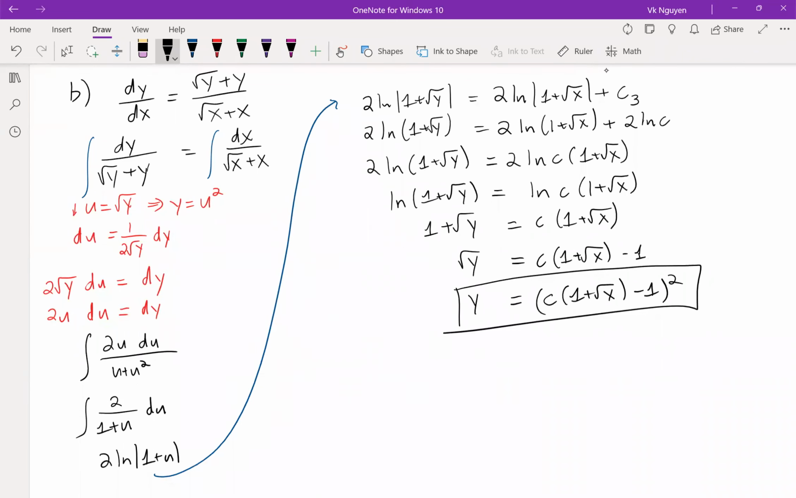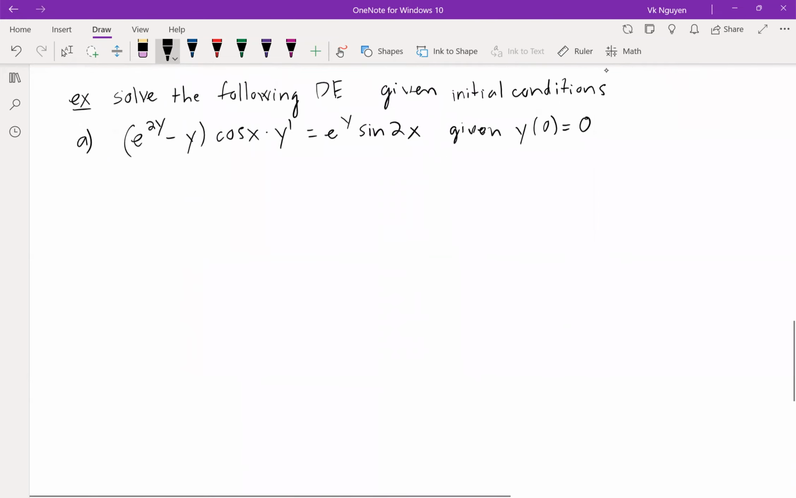Okay, let's do more examples. Here we have to solve the following differential equation given an initial condition: e^(2y) minus y times cosine x times y prime equals e^y times sine 2x, given y of 0 equals 0. Oh man, this is crazy, but we can do it.